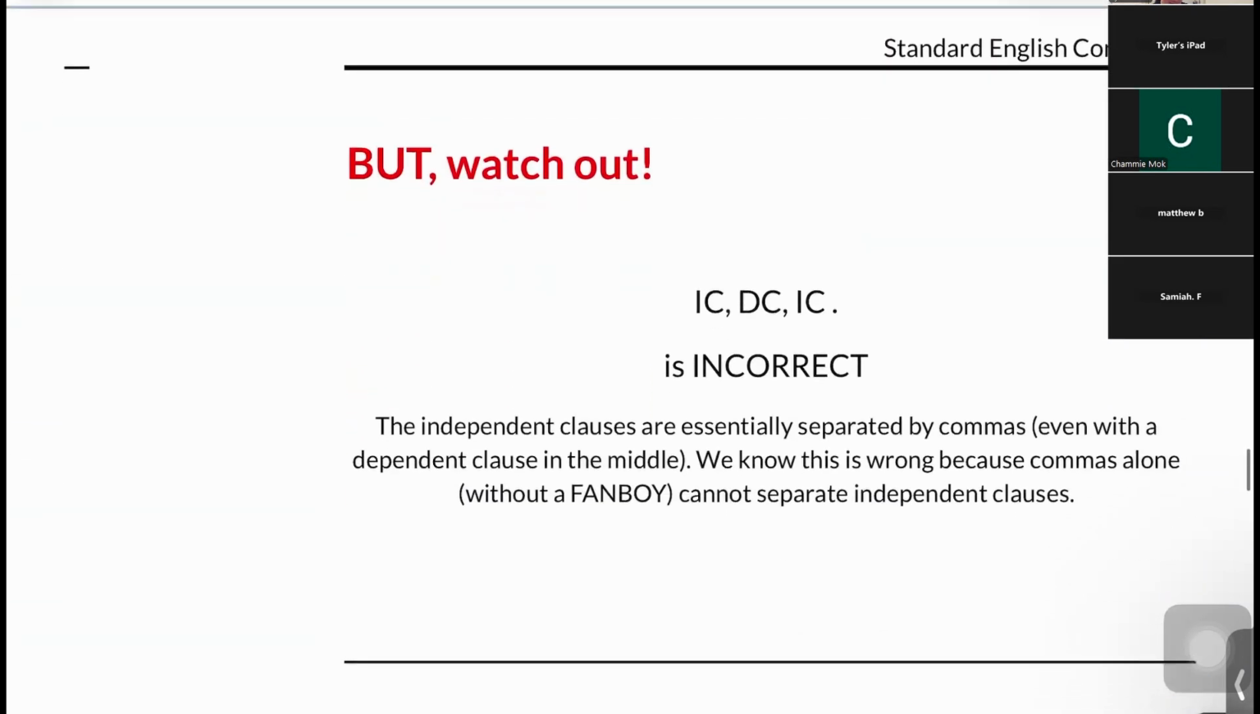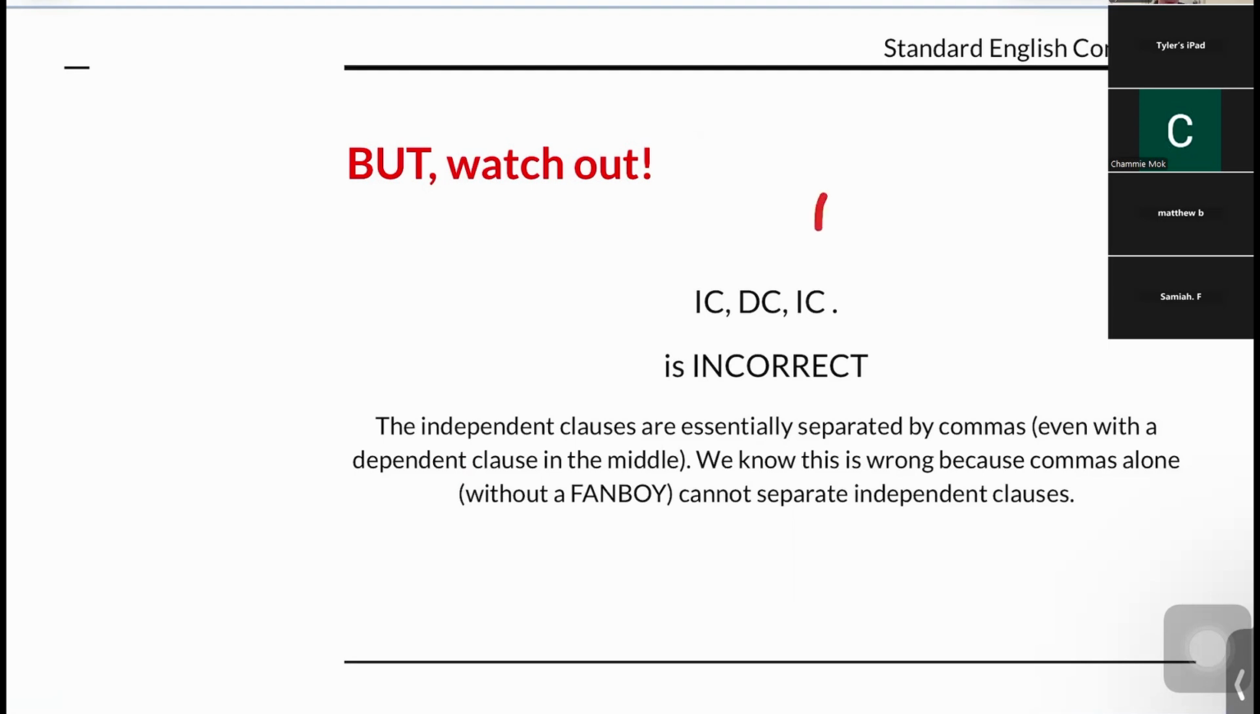However, let's say we have this situation. Let's say we have a sentence that starts with an independent clause. After that independent clause is a dependent clause. And then after that dependent clause is an independent clause. This is incorrect if all you're using is commas to separate the clauses in this sentence, because even though there is a dependent clause in the middle, there is more than one independent clause in this sentence. So you need something extra to kind of help out the comma here to make this sentence work.